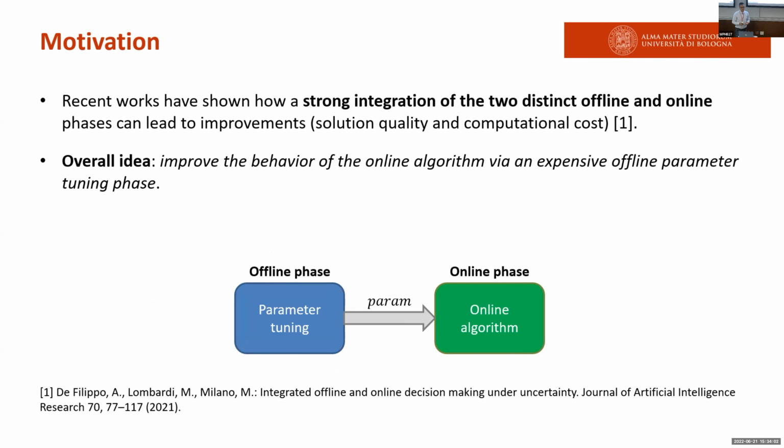Okay, and in recent work, some of the authors of this work have shown how a strong integration between these two distinct phases can lead to improvement both in terms of the solution quality, but also can reduce the computational cost. So I put the reference here to the work, and the overall idea of this kind of work is, well, during this offline phase, we try to perform a parameter tuning phase that allows to improve the behavior of the online algorithm that may be suboptimal for it, okay?